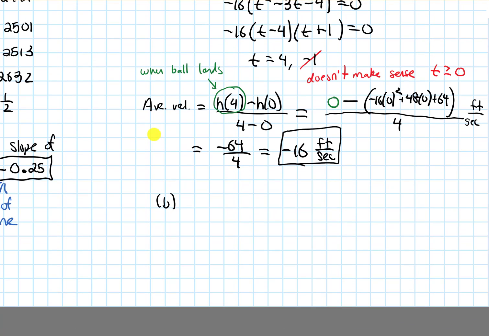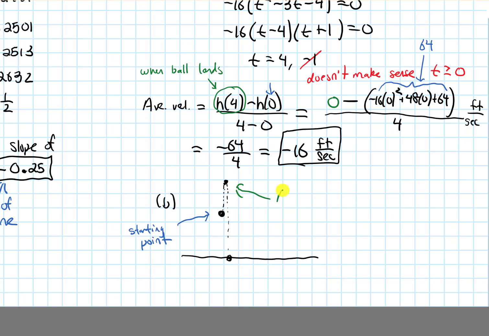So if I think about the ground, and let's just say that this is the starting point for the ball. I know that the ball starts above the ground because when I plugged in t equals 0 to figure out its height at that starting point, this whole thing was 64. So I know that when it starts, it's 64 feet above the ground. Okay, and then it talks about its highest point. So we throw it, it reaches some highest point, and then it falls back to the ground, and then it lands.